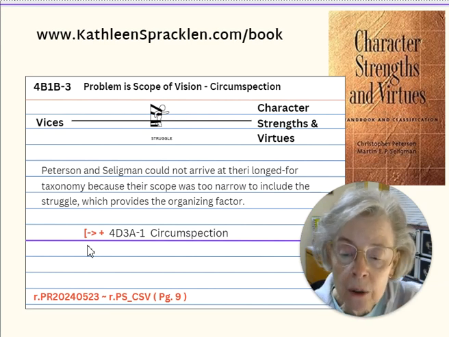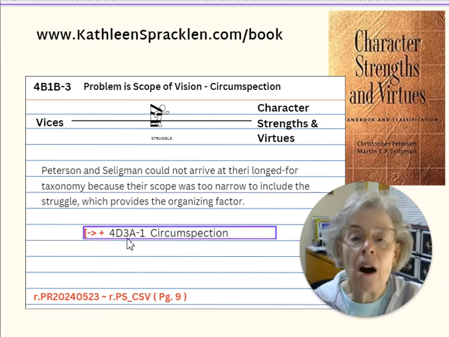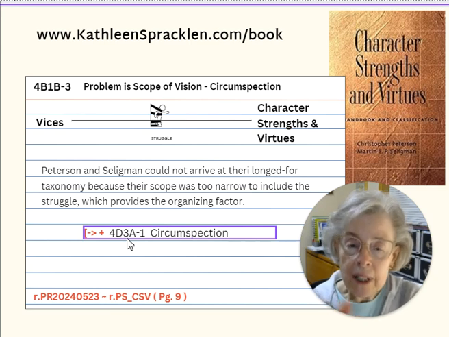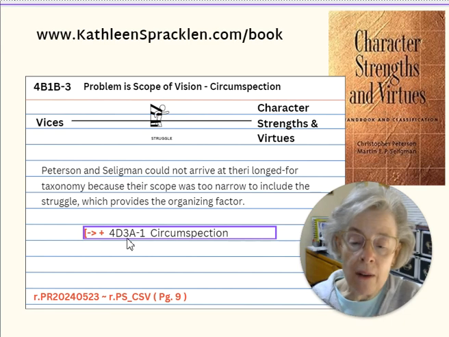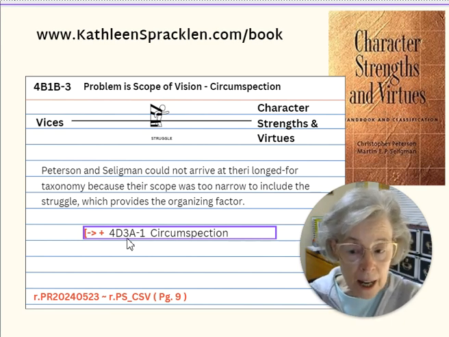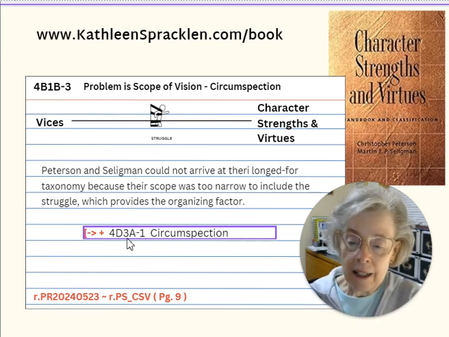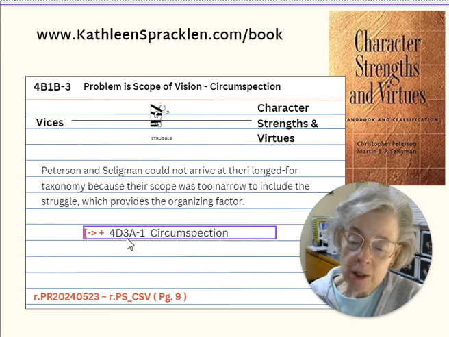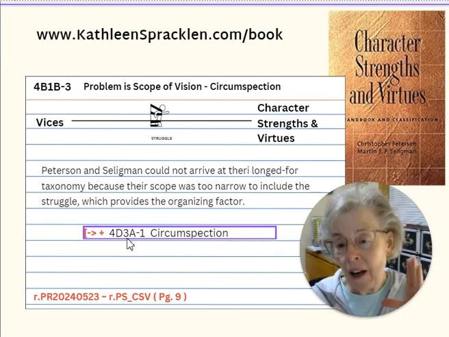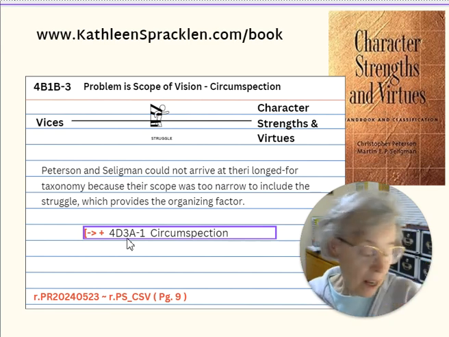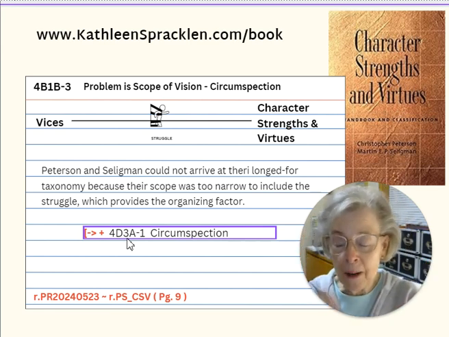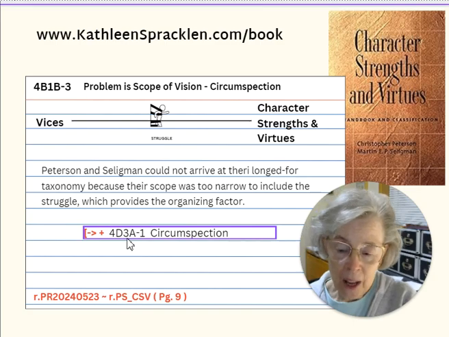It's a square bracket, arrow, plus, and that just means see also. And what I've included is a card that you haven't seen yet. So I'm kind of cheating. Okay, I admit it, I'm cheating. You haven't seen card 4D3A-1 yet. It's on circumspection. So we haven't covered it yet, so we're going to spiral out to it. And I'll show you where the spiral comes in right now.